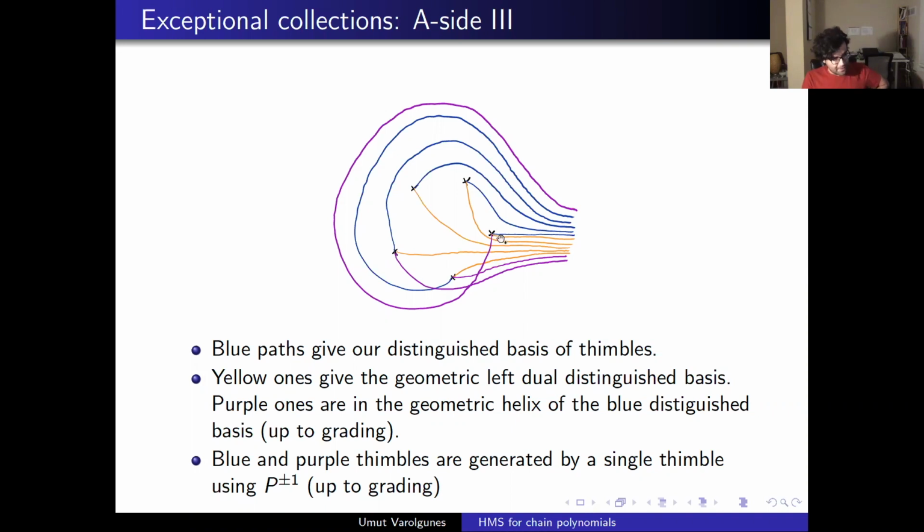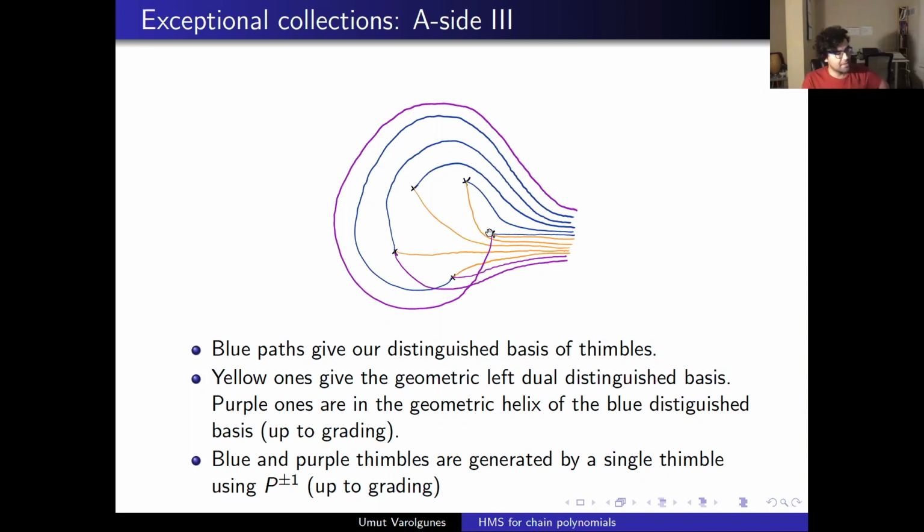But now in the proof, I will also need what's called a dual distinguished basis. So the left dual distinguished basis. Those are the yellow ones. Okay, so there's 5 of them. They look like this. And the point is that if you want to compute morphisms from the blue ones to yellow ones, you will see that everything is 0. All the morphisms go from the yellow ones to the blue ones.